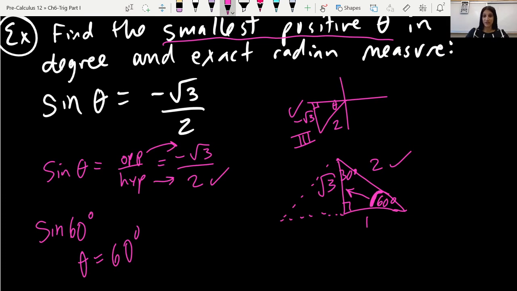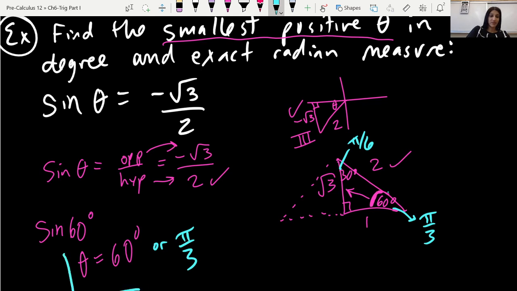And if we want to think of that in radians, I did the radians in this teal color. That is the same thing as pi over 3. That is the same thing as pi over 6. So I would say pi over 3. And this would be my answer after working my way through that.